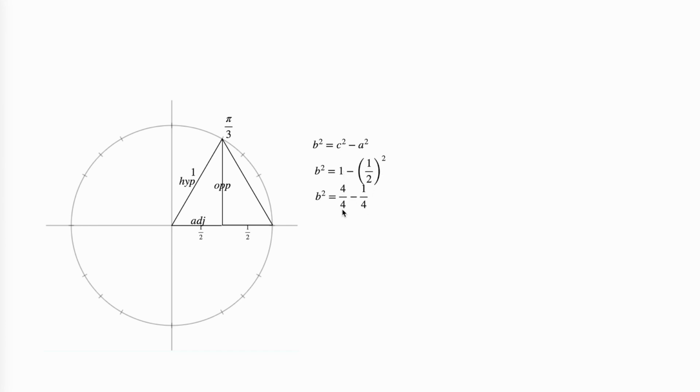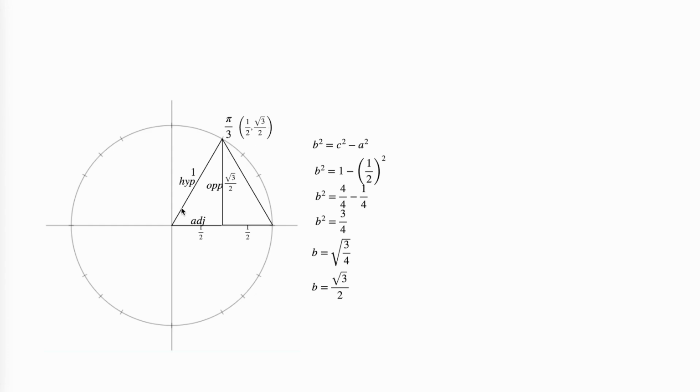Right, the 1 is 4 over 4, so we have a common denominator. 4 take away 1 is 3. We have B squared is 3/4. Take the square root of both sides. That's going to give me the square root of 3 over the square root of 4, which is 2. We have root 3 over 2 is the length of B, the length of this height. Root 3 over 2. I can say the coordinates of this point, 1/2 and root 3 over 2. 1/2 is the x coordinate. Root 3 over 2 is the y coordinate of this point.